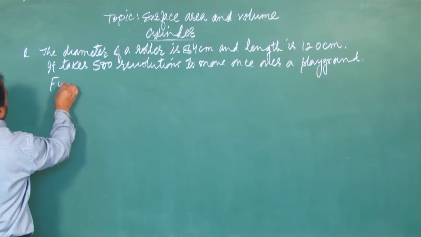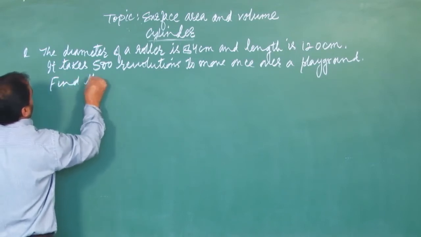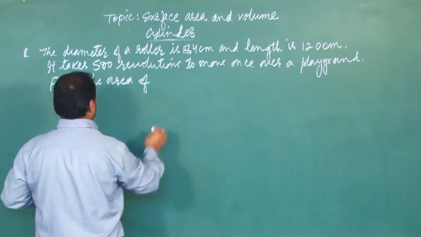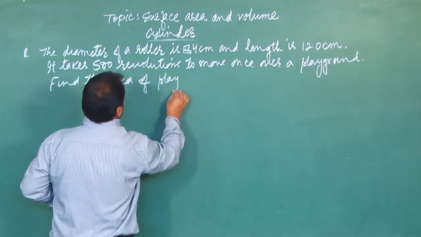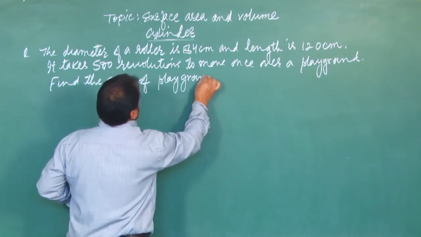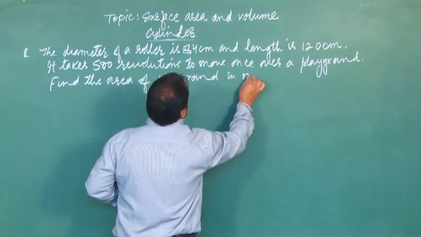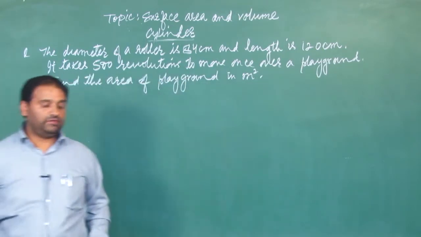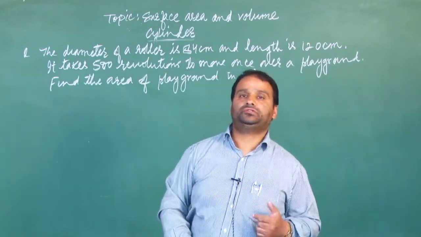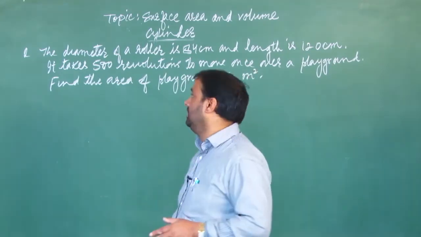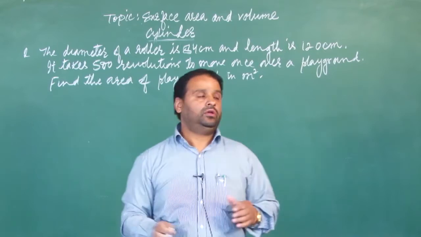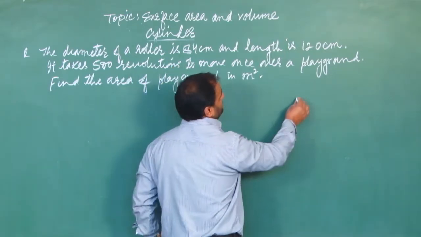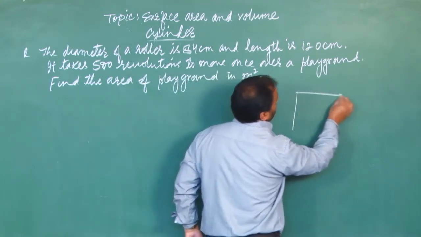Find the area of the playground in meters square. Now, we need to understand whether we have to use the curved surface area or the total surface area for that question. It says it's a roller. Now, a roller has a diameter and a radius, so it will be cylindrical in nature.